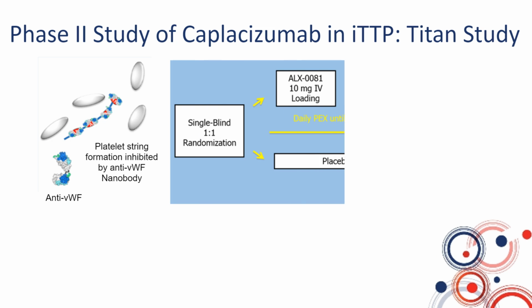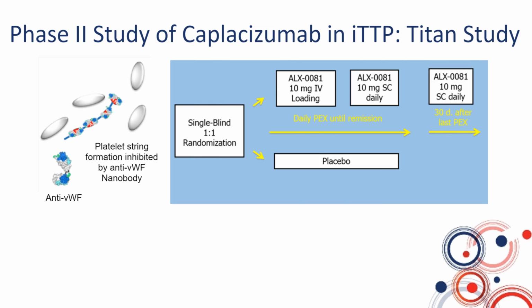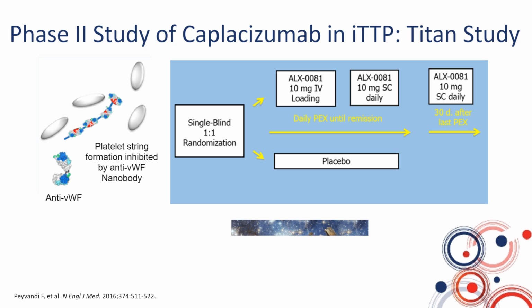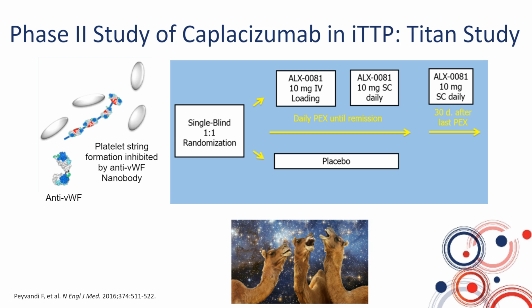In this TITAN study, there was a single-blinded study, with one-to-one randomization for patients to receive ALX0081, or what is now known as caplacizumab, or placebo, along with plasma exchange therapy and standard immunosuppressive therapy per physician choice. One of the most important aspects of this study, I think, is the fact that the treatment was continued for 30 days after the last plasma exchange procedure to cover this exacerbation time period, which allows you to see if the drug can actually impact these exacerbations.